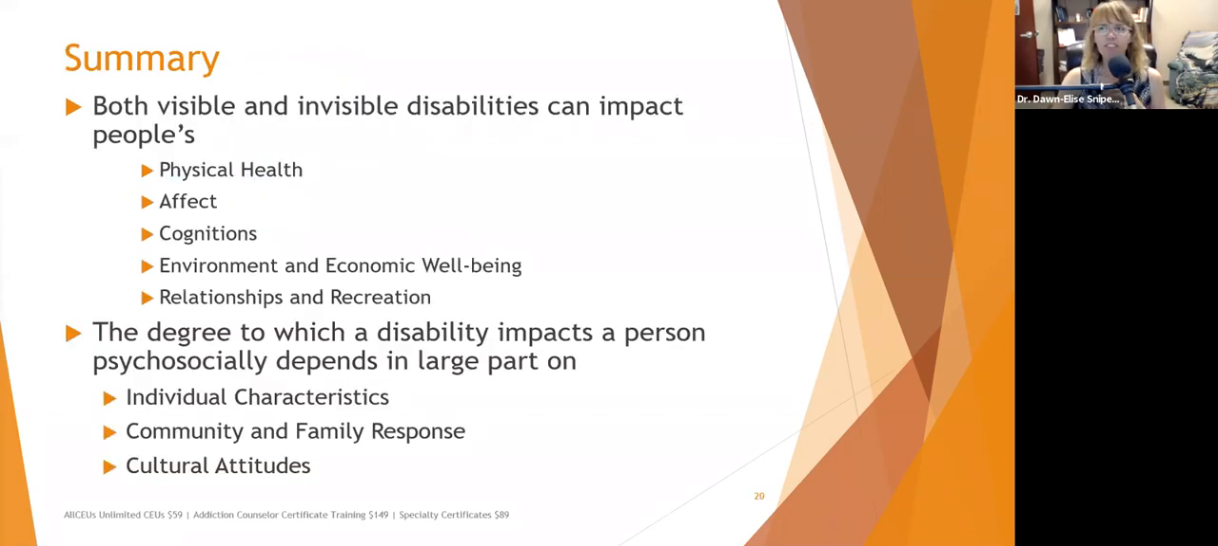Both visible and invisible disabilities can impact people's physical health, their mood, their affect, their cognitions, their environment and economic well-being, and their relationships and recreation. The degree to which a disability impacts a person psychosocially depends in large part on their individual characteristics, physically, cognitively, emotionally, and interpersonally, their community and family response to their disability, and just general cultural attitudes.